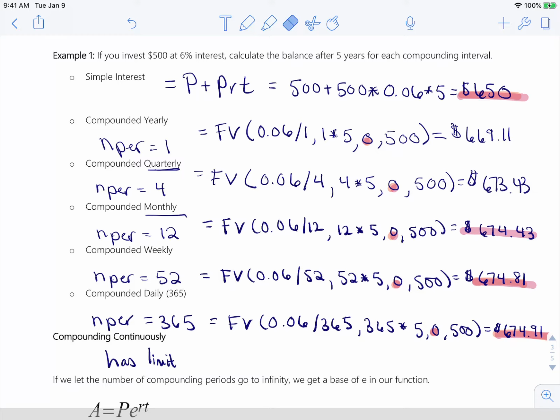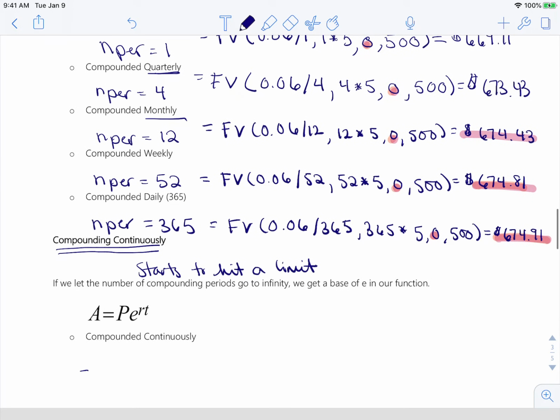So compounding continuously, one might think it grows forever and ever, but it actually starts to hit a limit. That limit is this value e. e is a number, approximately 2.71. It's an irrational number, and it's a very cool thing to learn. Our class doesn't teach it; you learn it in Math 111. But you're just going to have to accept this, and when we compound continuously, we have to use this formula.